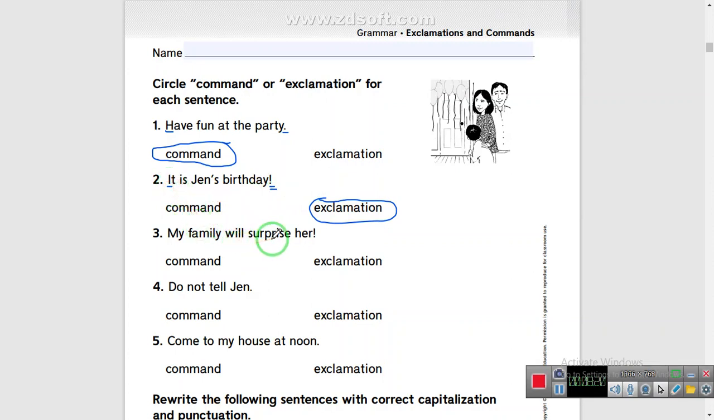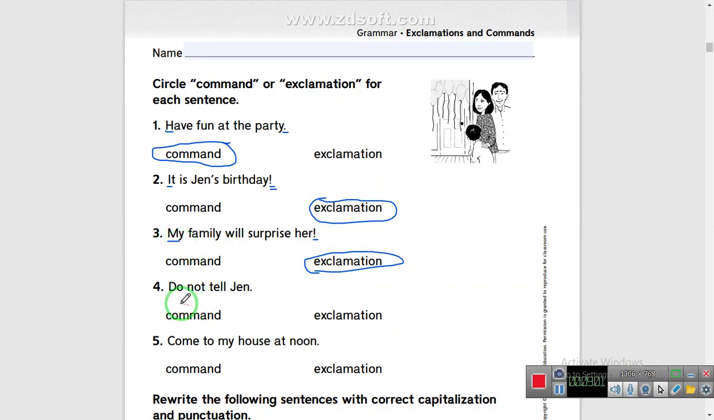Number 3. My family will surprise her! What will you circle? The command or the exclamation? Is it a command? Is it telling someone to do something? Or is it an exclamation? They are excited about something. My family will surprise her. They are excited about the surprise. So it's showing feelings. It's an exclamation and ends with an exclamation mark, as you can see, and begins with a capital letter.